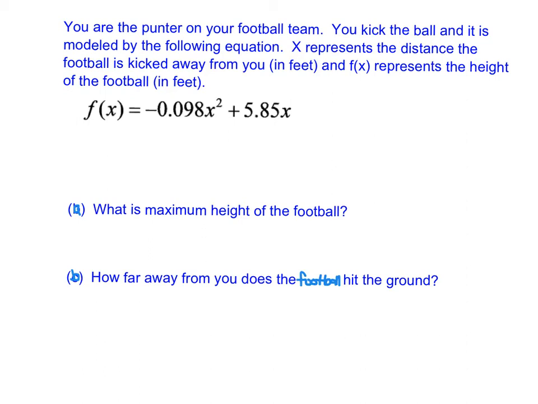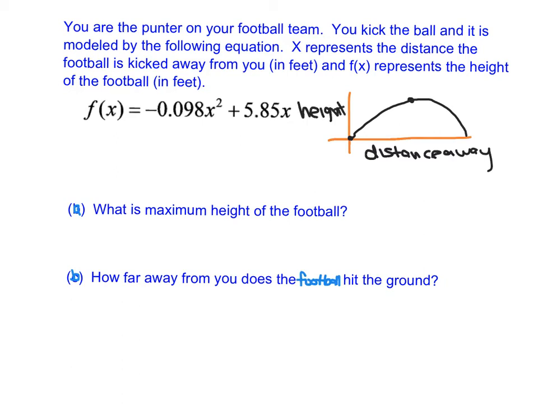So to give you a feel for what this actually looks like, I'm going to draw a coordinate plane here. What's really going on is we're kicking that football, and here our football starts. We punt it, it's basically on the ground, and it goes up, up, up. It reaches a high point up here, and then it comes back down to the ground. So that is a general idea of what's going on here. Here is the distance away from us, so this is how far we kick it away. And here is the height of our football.